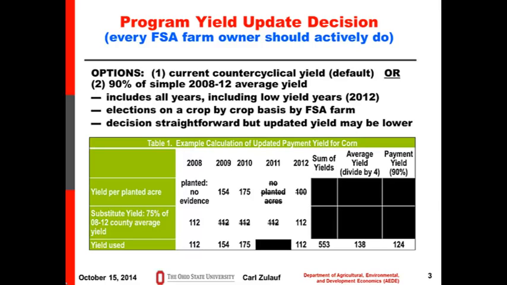So one of the things to possibly consider is that even though I may not be able to verify my yields, that doesn't mean that your yield might not necessarily go up because of the update decision and because of the existence of the substitute yield. This completes the discussion of the Farm Program Yield Update decision, and we will now move on to another discussion.